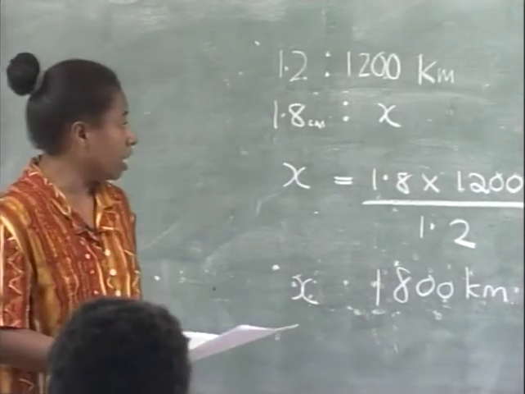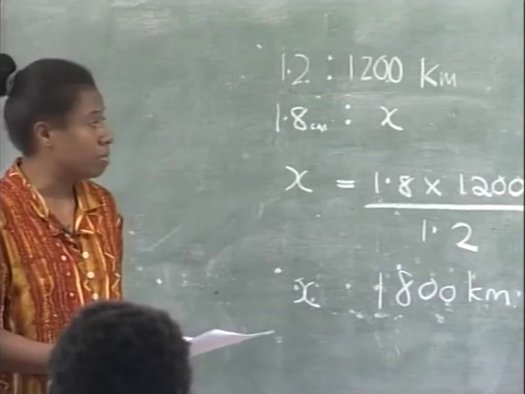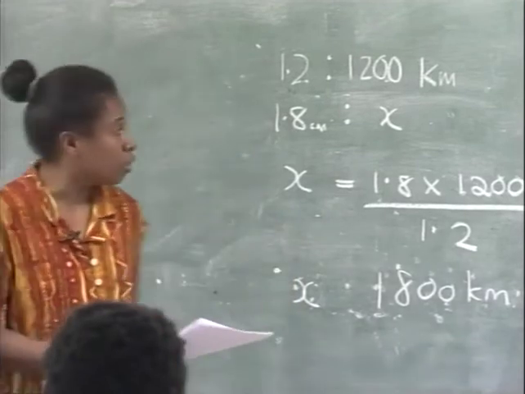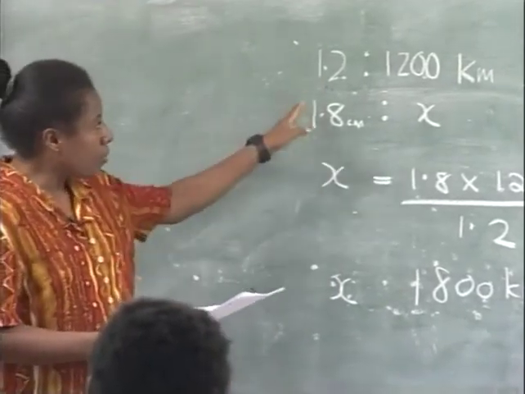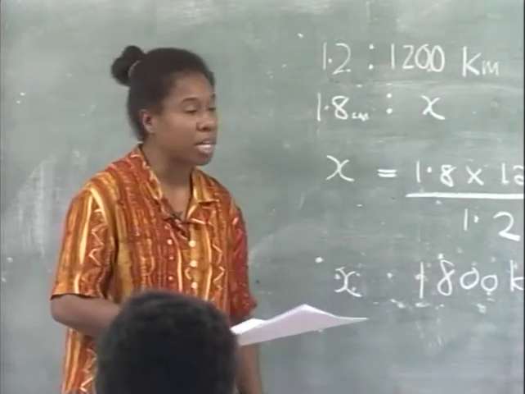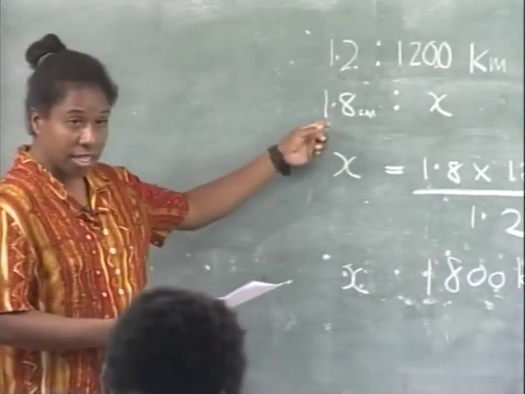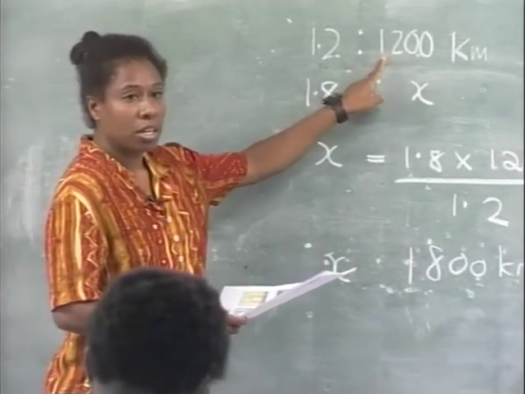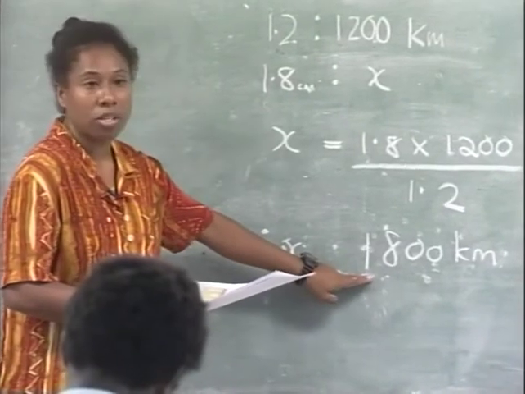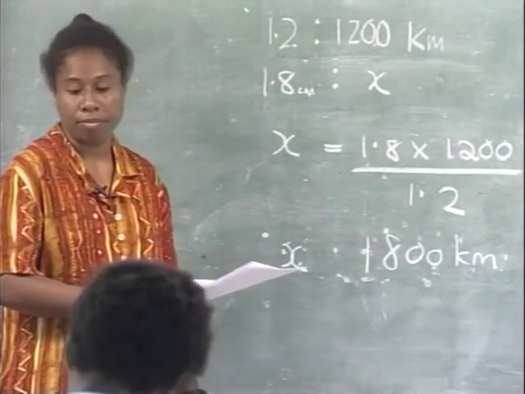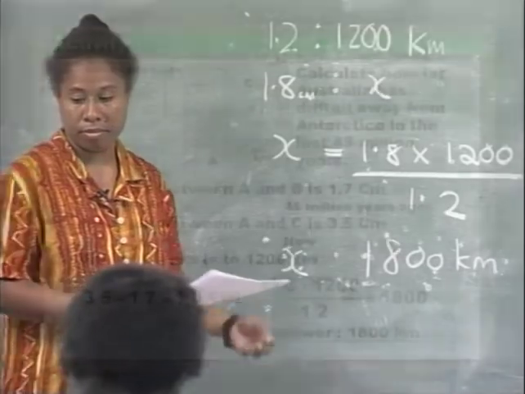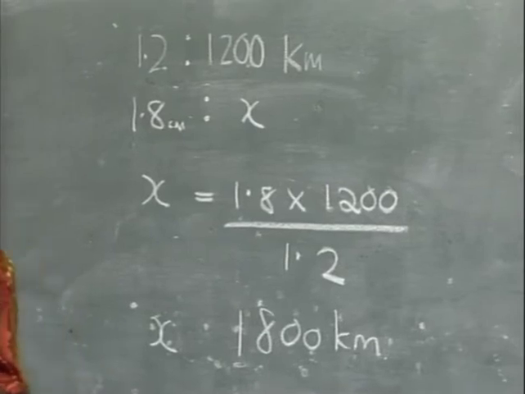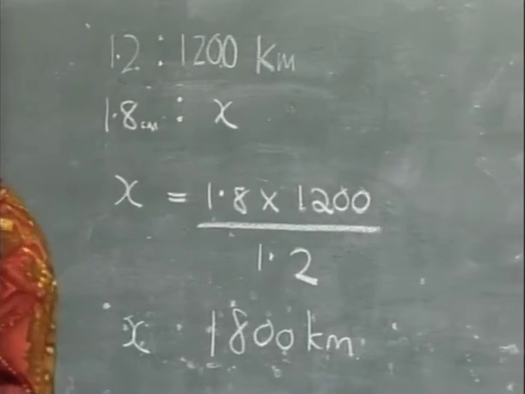Okay, so we have 1.8, which is the distance we've calculated in centimeters. The scale is 1.2 to 1,200 kilometers. 1.2 centimeters is equivalent to 1,200 kilometers. We found the distance in centimeters, which is 1.8, and we've multiplied using the scale to come up with the distance as 1,800 kilometers. We all happy with the answer? Okay, good. Then we'll move on.